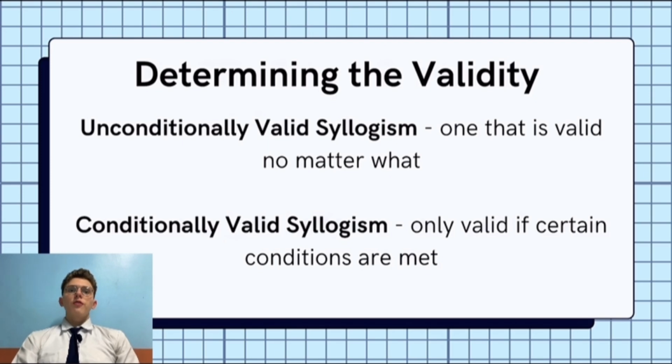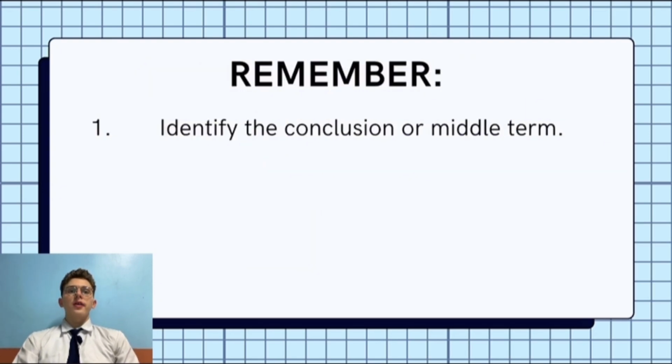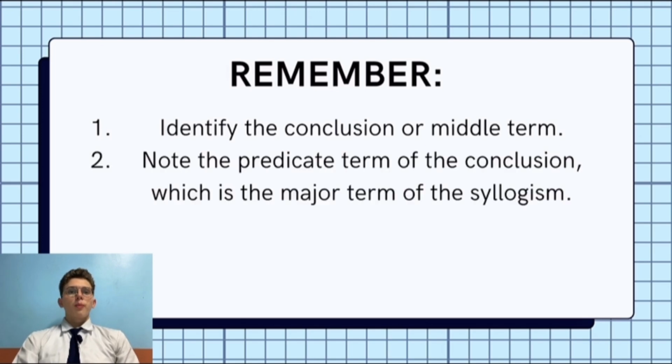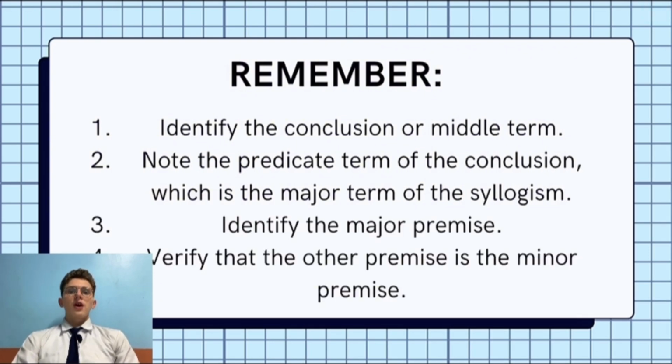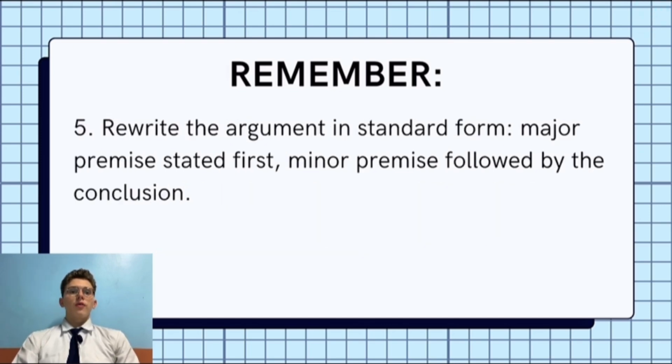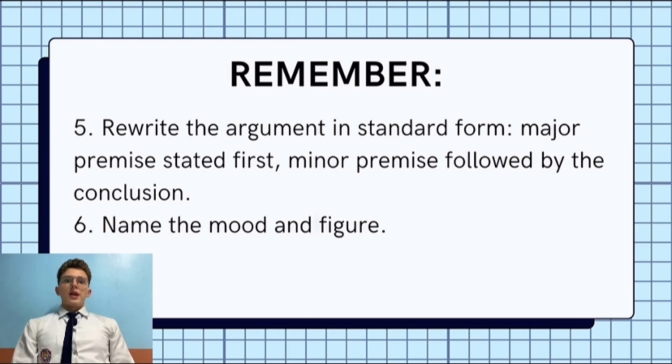Before we dig deeper, don't forget that when asked to rewrite a syllogism into its standard form and name its mood and figure, the procedure is to: 1. Identify the conclusion. 2. Note the predicate term of the conclusion, which is the major term of the syllogism. 3. Identify the major premise. 4. Verify that the other premise is the minor premise. 5. Rewrite the argument in its standard form. Major premise stated first, minor premise followed by the conclusion. And last, name the mood and figure. Now that you are ready, let's dig deeper and understand it better. We will elaborate this with 5 examples.